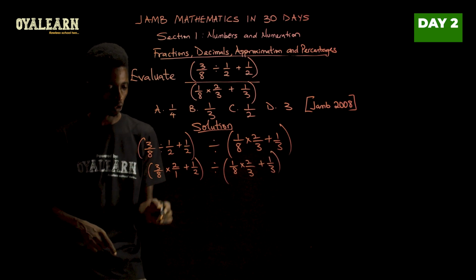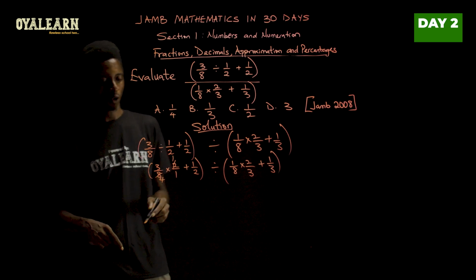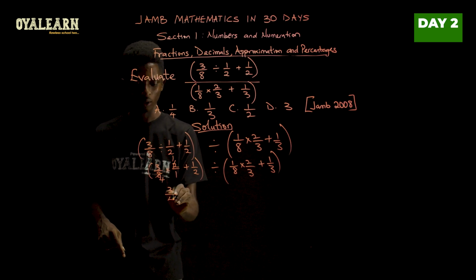Now let's tidy this up. 2 here 1, 2 here 4. So 3 times 1 would give us 3 over 4 times 1, 4.